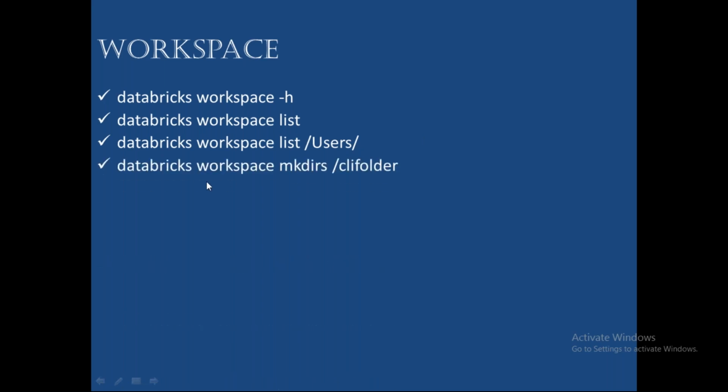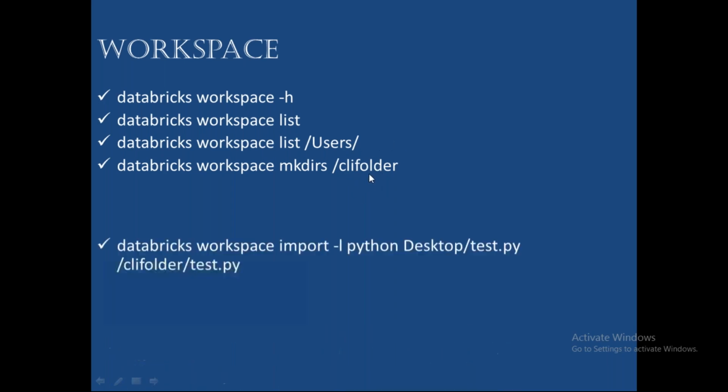Okay, next. Workspace mkdirs /CLI folder. Let's say I want to create my own folder. So what I'm doing, mkdirs, make directory. What is the directory name? CLI folder. This is the directory I want to create. You can create it.